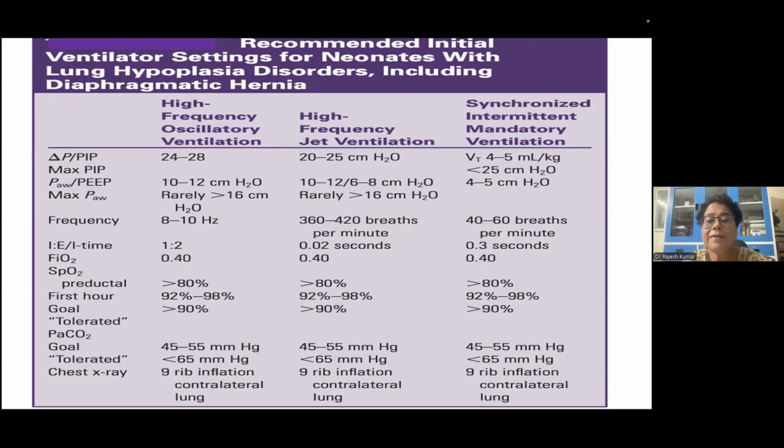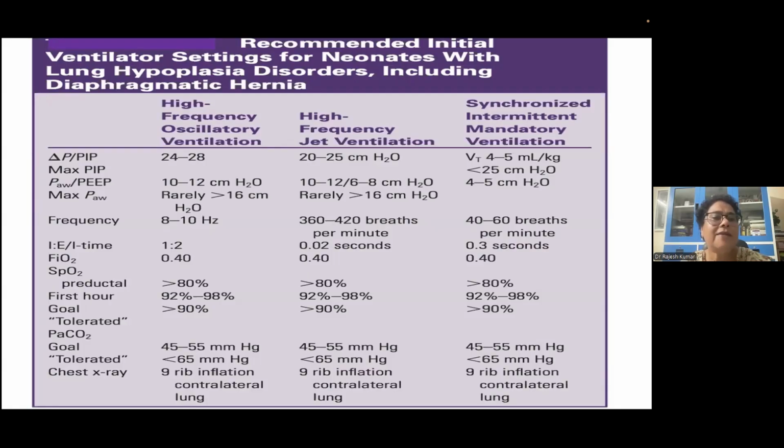In the first hour, we would like to have a saturation of about 92 to 98%, and the overall goal should be more than 90%. The CO2 can be a little bit higher, 45 to 55 millimeter of mercury, but we can also accept something less than 65 millimeter of mercury. When we are aiming for lung expansion in the contralateral lung, it should be up to 9th rib inflation in the posterior rib on the chest X-ray.